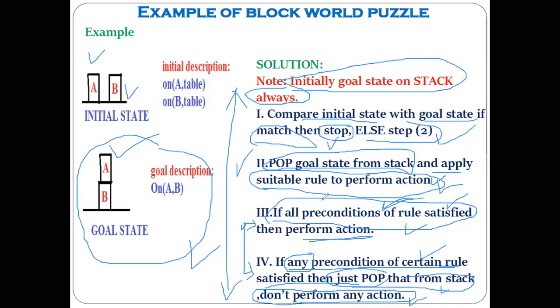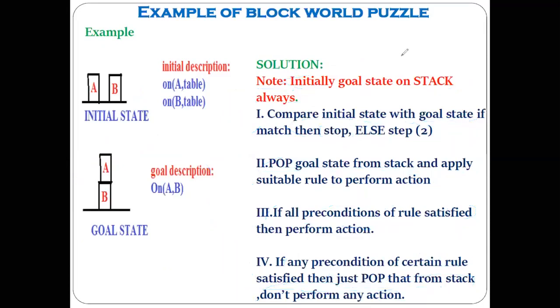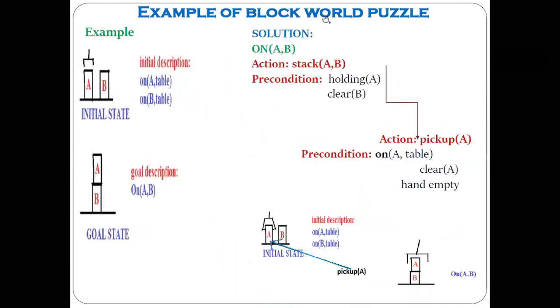Here what is said: in order to perform the action, all the preconditions are required to be satisfied. Okay, what is being said here? If any, in the sense that if one condition of a certain rule gets satisfied, then just perform the pop action, pop that from the stack, but don't perform the action. Okay, here you will not understand the difference between these two. Let me take you to the example, there you will understand that. Okay, let's take the example.